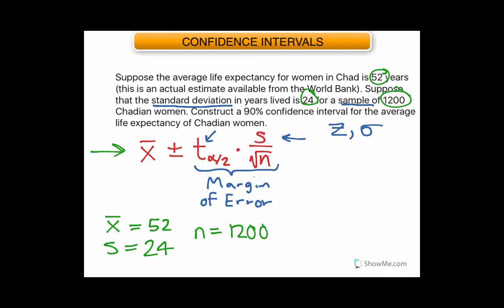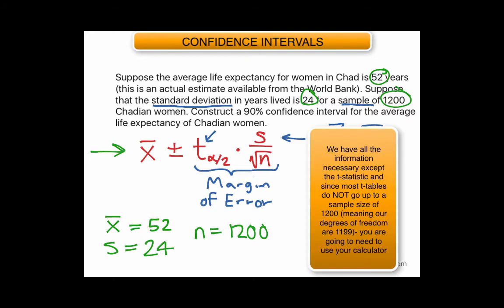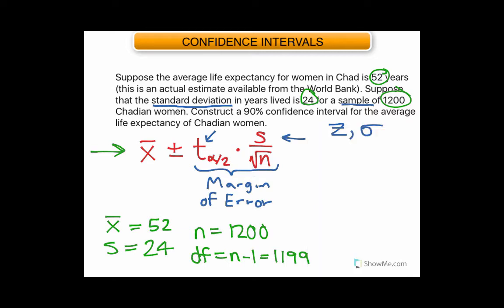To find that t-statistic, a t-table won't do you much good because our degrees of freedom in this example is n minus 1, and that's 1,199. You won't find that on most t-tables. So you'd probably have to use a t-calculator, which you can do online or in a graphing calculator. If you do that, you'll get your critical value is 1.646.